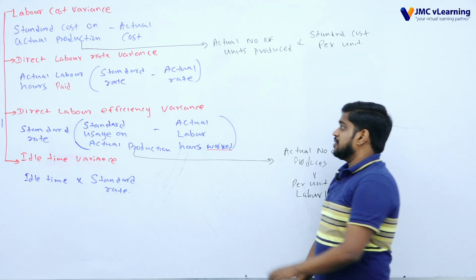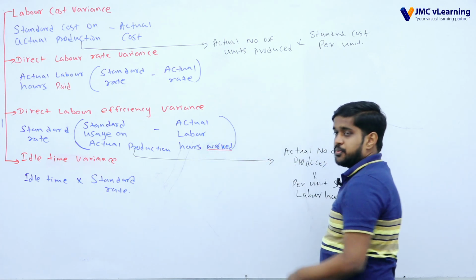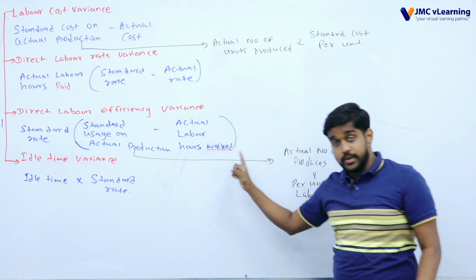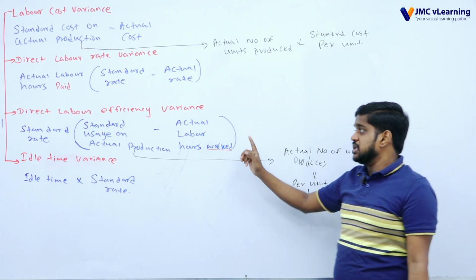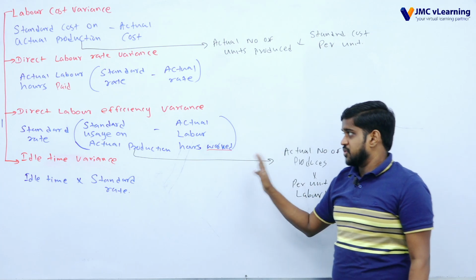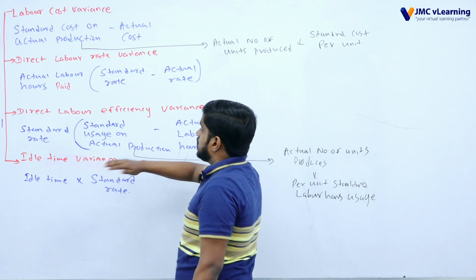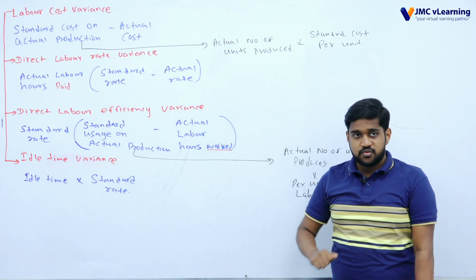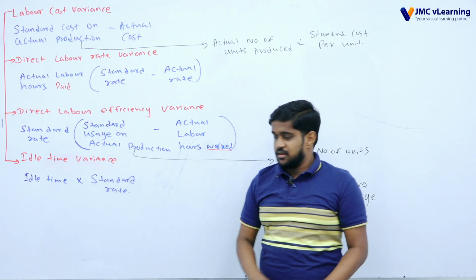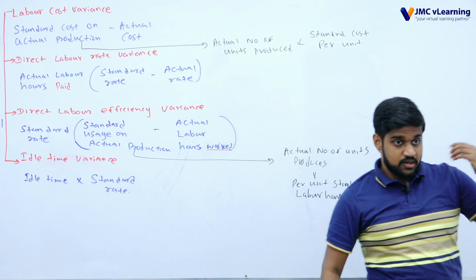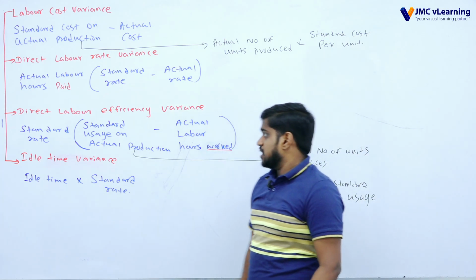The most important thing to keep in your mind is that when we get actual labor hours for this point, we need to get actual labor hours worked. That is the main important thing. This is about direct labor efficiency variance. Then the third sub variance of direct labor cost variance is idle time variance. Normally if there was some idle time or idle hours, then definitely we need to calculate idle time variance.